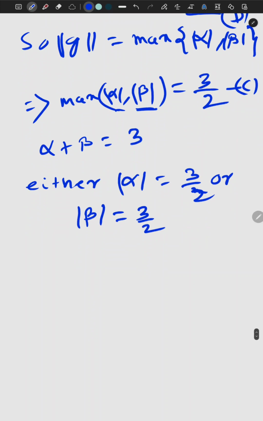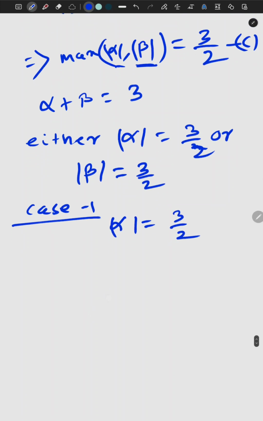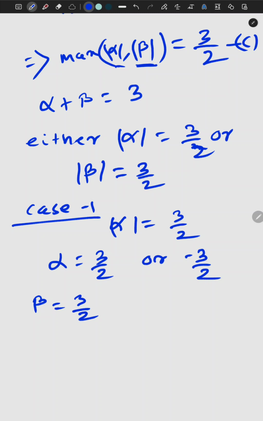Let us discuss these two cases separately. Case 1: |α| = 3/2. Then what are the possible values of α? α equals 3/2 or −3/2. If α equals 3/2, β will be 3/2, because α + β = 3. And if α equals −3/2, β is equal to 3 + 3/2. If you calculate, |β| is larger than 3/2.